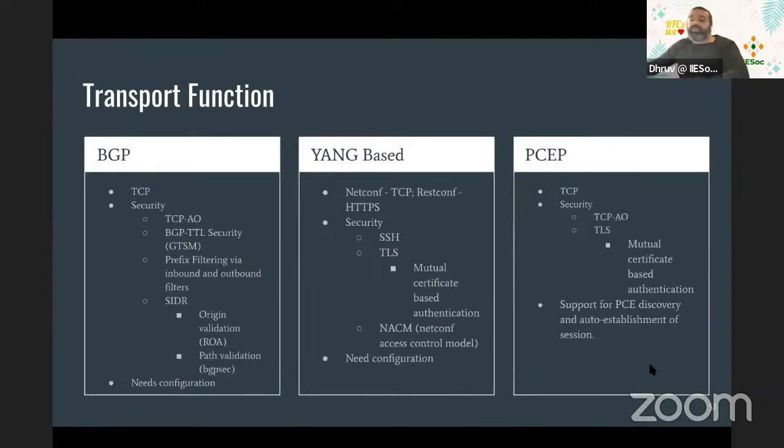Now let's move to the transport functions. BGP is TCP. With YANG, when it comes to NETCONF, it is TCP; with RESTCONF, it is HTTPS. PCEP again is TCP, and we have various security features in PCEP. TLS support is there. In BGP, various BGP security features exist, and in NETCONF and RESTCONF as well, the security exists quite well. So here they compare quite well with each other. No winners, no losers per se when it comes to transport functions.